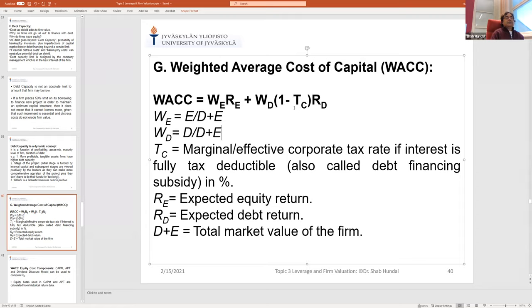So if 25% is the effective corporate tax rate, and the rate of interest which you are paying is, let's say, 10%, then effectively you're not paying 10%. You are only paying 1 minus 25%. You're only paying 75% of 10%. So in other words, you are effectively paying not 10%, but 7.5% rate of interest.